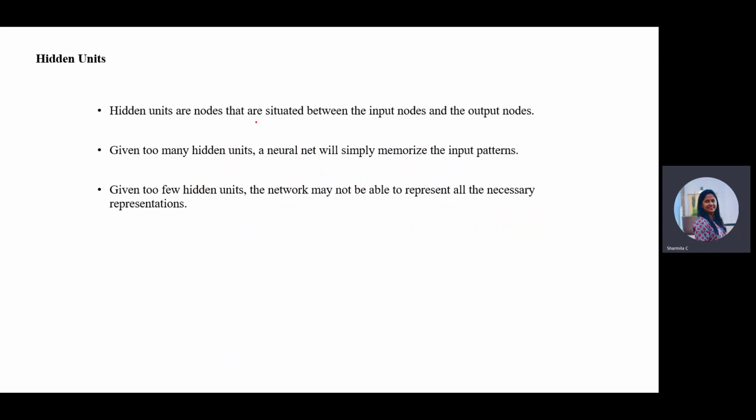Hidden units are nodes that are situated between the input nodes and the output nodes. Given too many hidden units, a neural network will simply memorize the input patterns. Given too few hidden units, the network may not be able to represent all the necessary information. That is, it won't be able to identify all the features or all the patterns within the input we are going to consider.